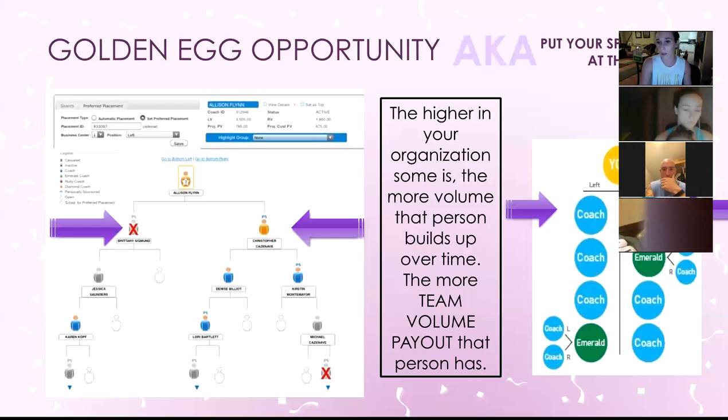And I have no mouse, so I can't move that. So that's just showing on the right-hand side, left and right, the top 2 are the most valuable spot. So they call it the golden egg opportunity.